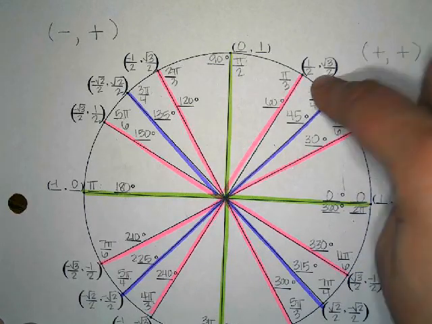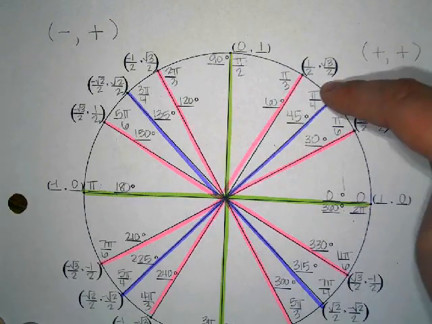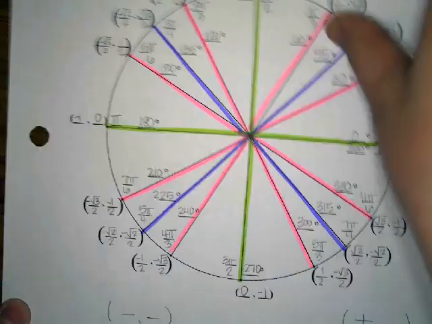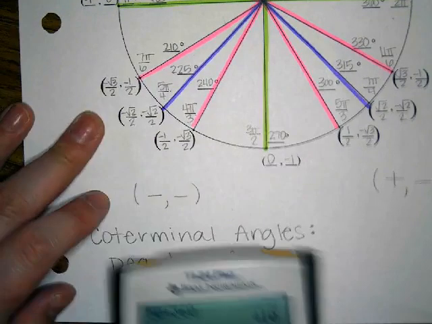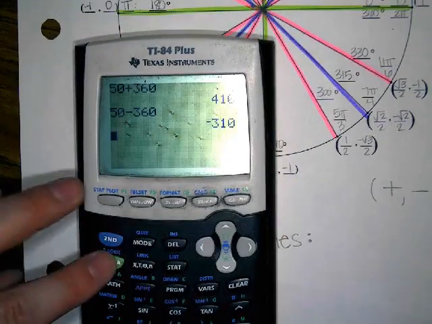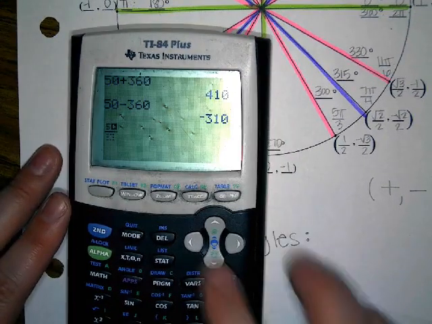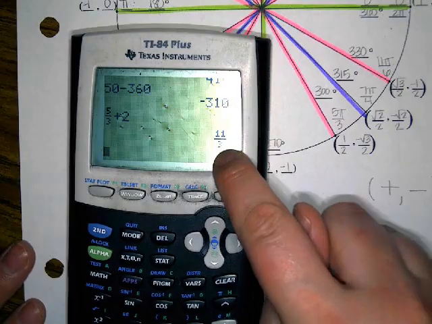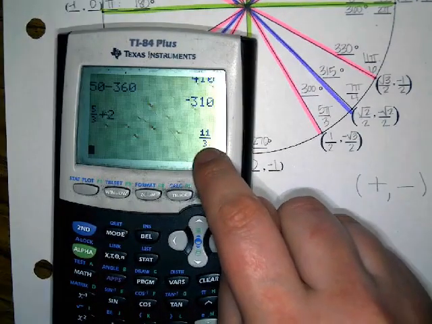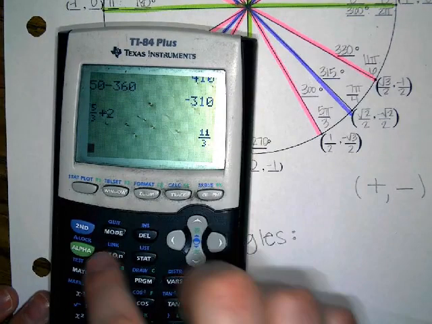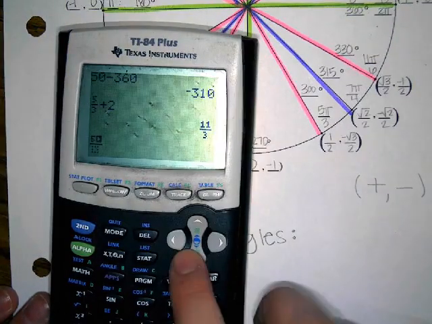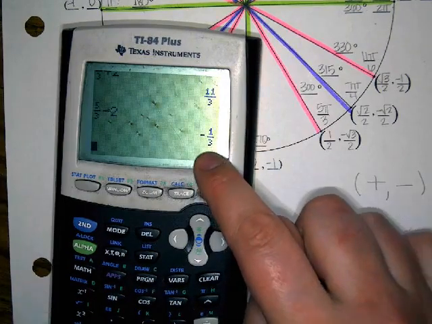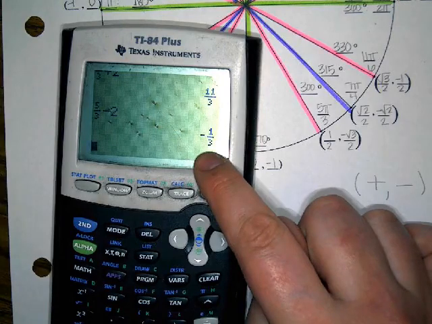If I had a radian measurement, let's say I had 5 pi/3, I would type 5/3, and I could add a full circle. 11 pi/3 would be coterminal. Does that make sense? Or I could do 5/3, subtract a full circle, and -pi/3 would also be coterminal because I subtracted a full circle, so it would be in the same spot. Okay? Does that make sense? Okay.